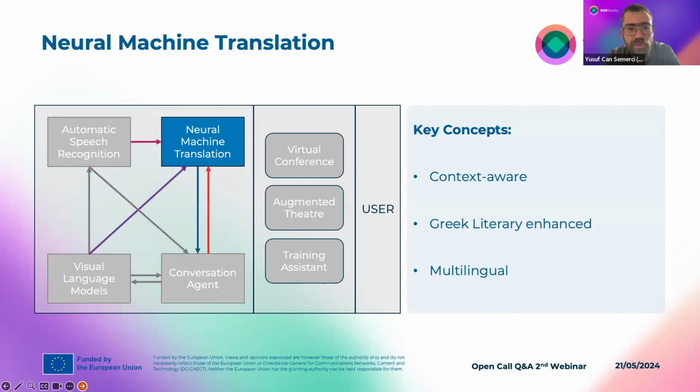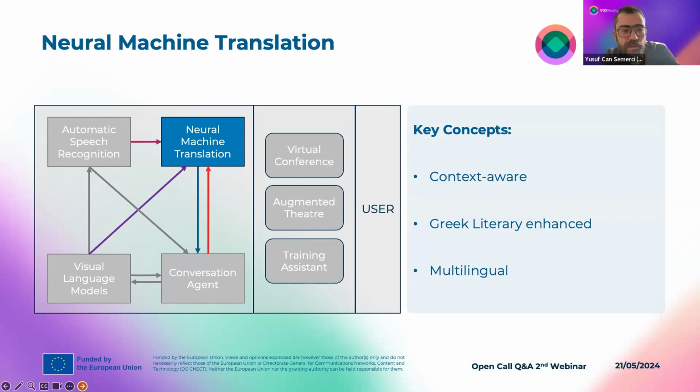And the second one is machine translation. Here it is also multilingual, and we are also integrating context information from different cues. One of them is visual language models in the form of text. And the current addition to what we are working on in machine translation is the enhancement of Greek literary text, because Greek language translation is already known to be less performant, and we are trying to enhance that, especially for literary cases in Greek plays.